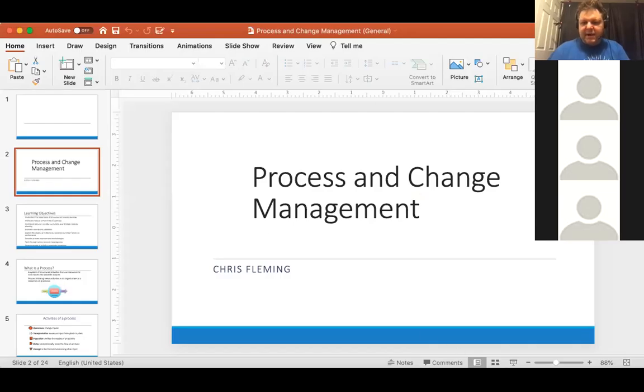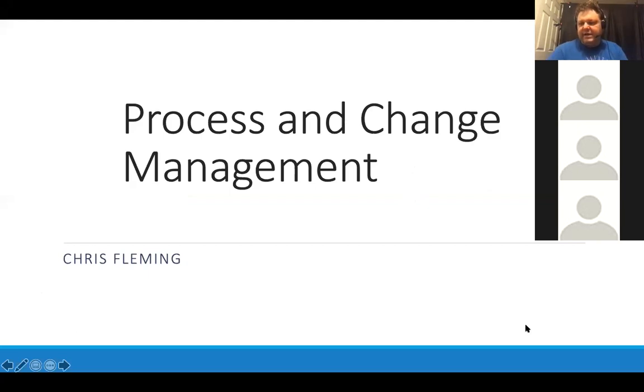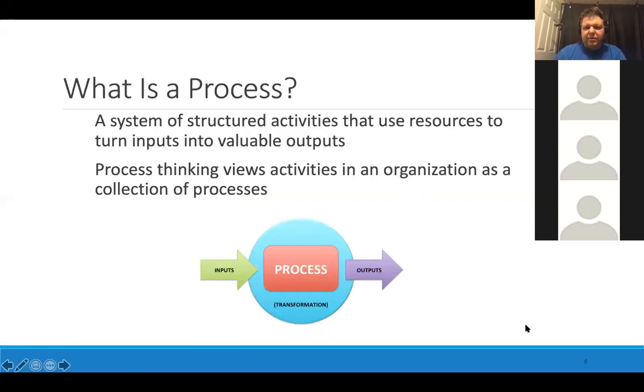So first, we're going to talk about process and change management. And a lot of this we've kind of gone over the last week. We did the process last week about how to make s'mores and how to do ramen noodles. And plain and simple, a process is a system of activities that use resources to turn inputs into outputs. So we talked about this last time that there are inputs and there are outputs. Whatever gets transformed is in the process. So there's an input that gets transformed into an output. And with that is the system of activities, these actions that we do.